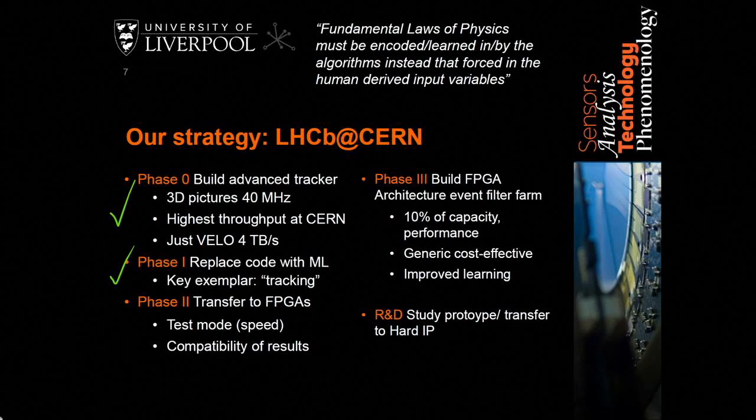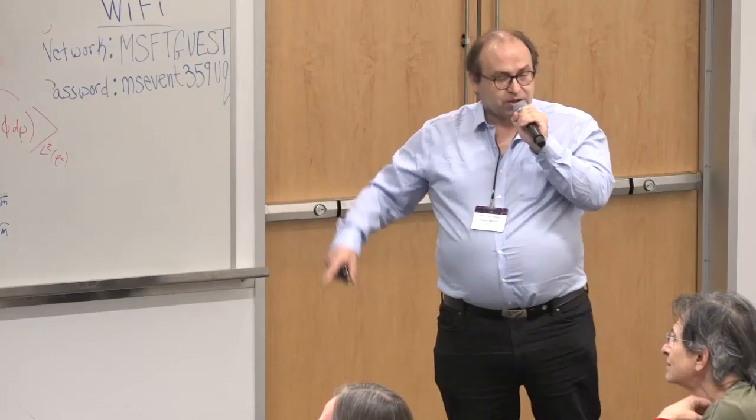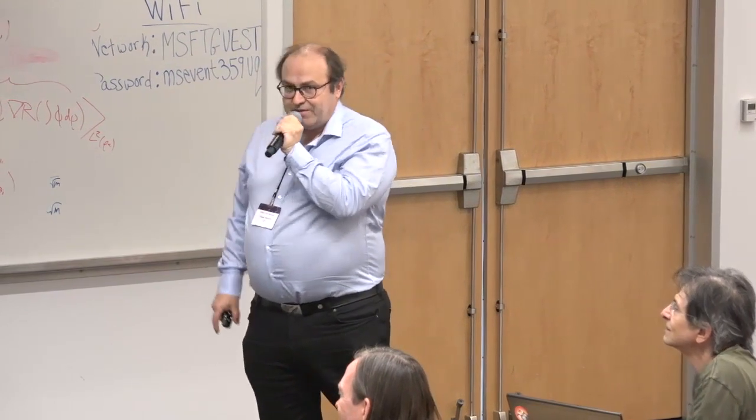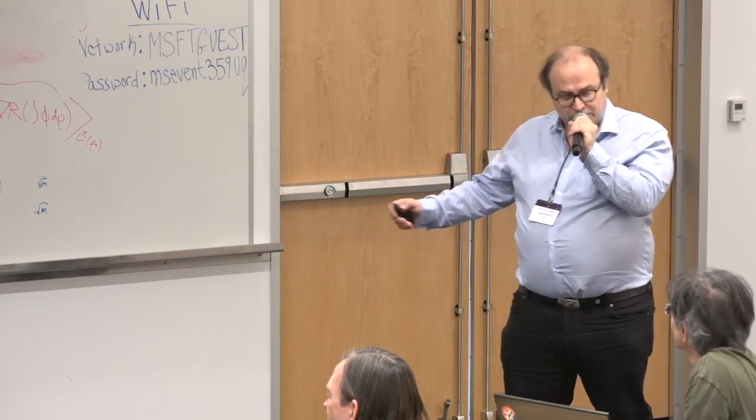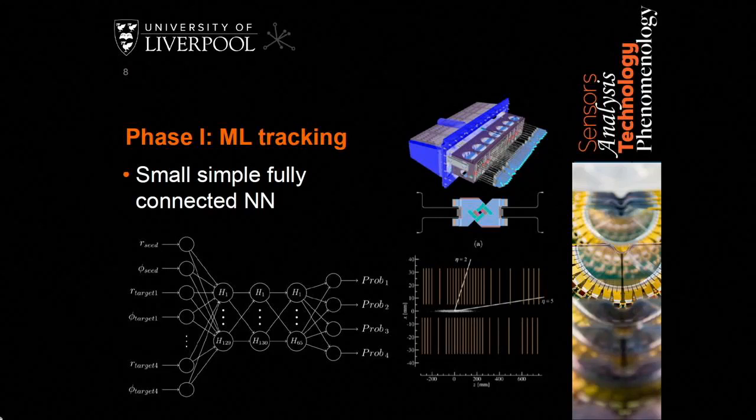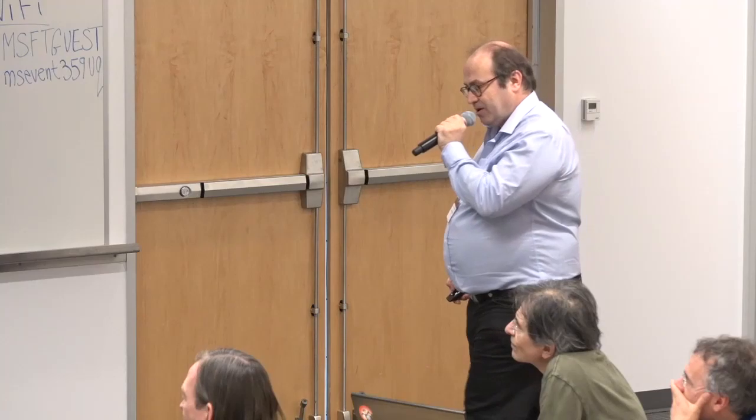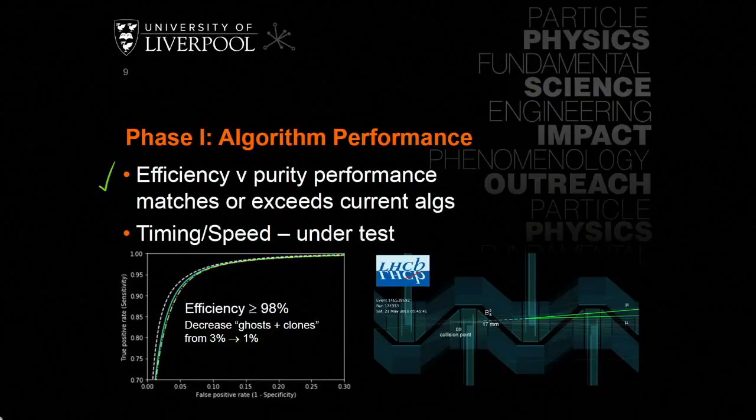Our strategy to crack this problem: first of all, we have to build the detectors. Fine, we've done that. They work beautifully. We've written the code for them, and it all works great. We get the physics out of it. But afterwards, we're trying to replace this with machine learning, because we hope that by replacing 100,000 lines of code with some machine learning and then putting it on an FPGA, we can get more performance. So we have a very simple fully connected neural network, which we've shown can replace our 100,000 lines of code and deliver tracks for us successfully. We showed last year that our efficiency versus purity of performance matches or exceeds the current algorithms, and this enables us to reconstruct the physics that we need.